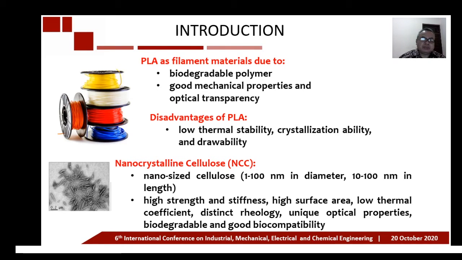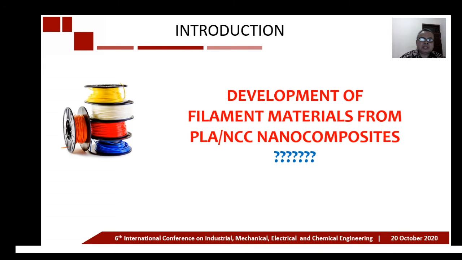introducing a reinforcement nanomaterial. In this case, I use nanocrystalline cellulose (NCC), which was prepared by isolation by sulphuric acid hydrolysis using ramie fiber. Why choose nanocrystalline cellulose? Because NCC is nano-size cellulose, 1 to 100 nanometer in diameter and 10 to 100 nanometer in length. Also, NCC has high strength and stiffness, high surface area, low thermal coefficient, and so on. So in this study, I would like to develop new filament materials from PLA NCC nanocomposite.